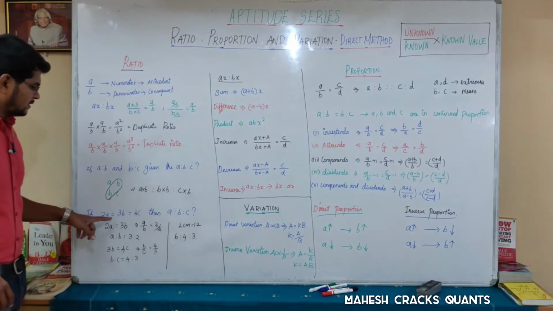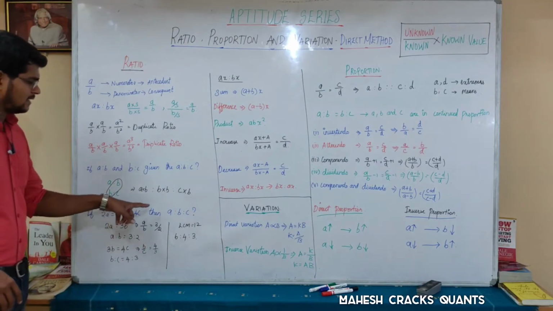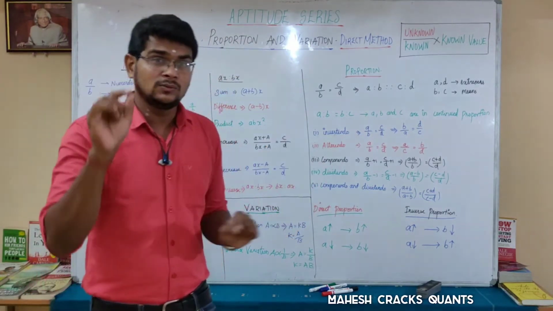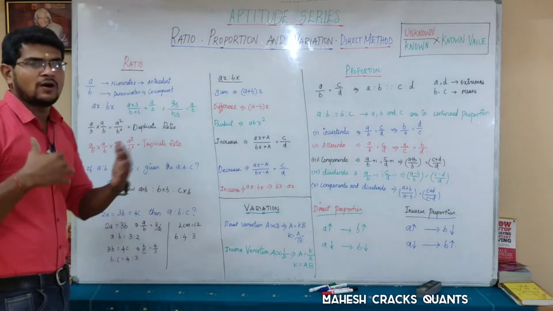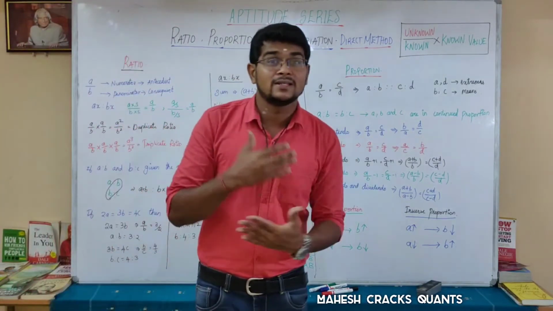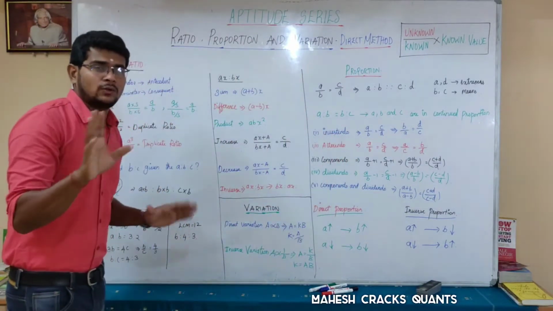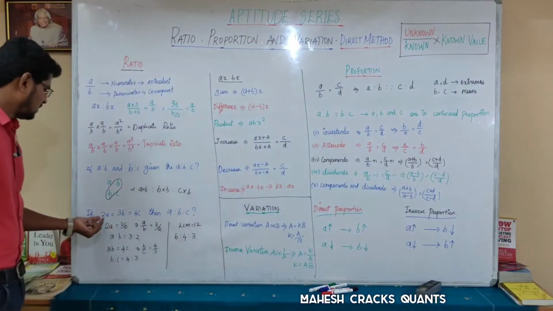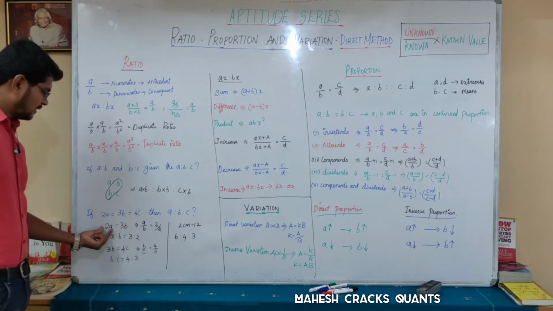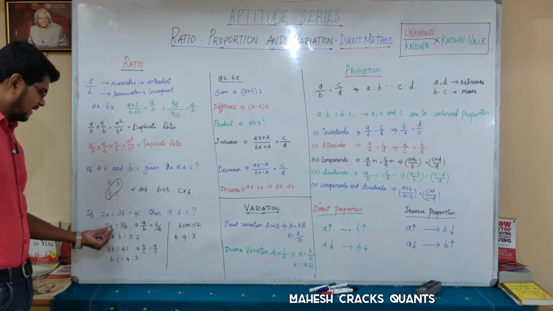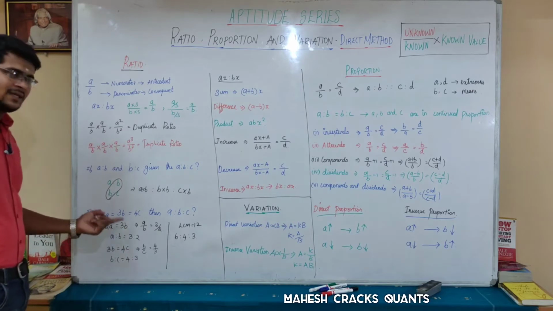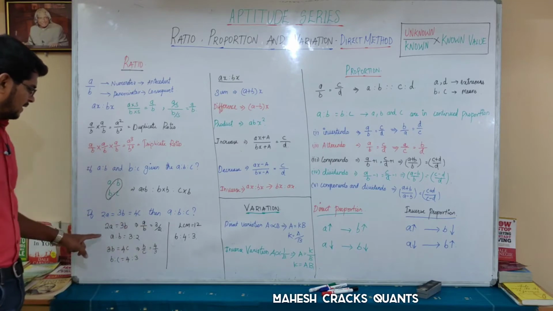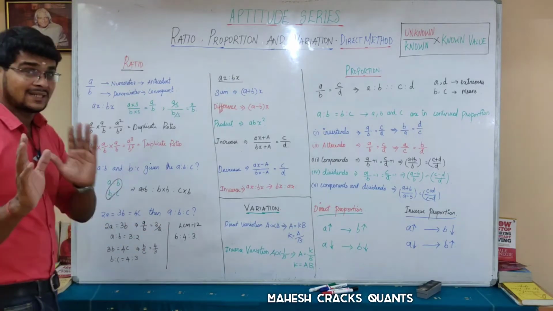If 2A is equal to 3B is equal to 4C, then what is A is to B is to C? 2A equal to 3B equal to 4C: how will you find the ratio? We can find it with two methods. I will tell you both. The first method: 2A is equal to 3B, so A by B is equal to 3 by 2. A is to B is 3 is to 2.